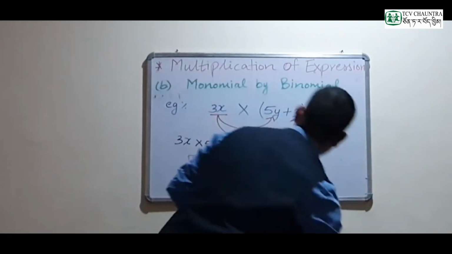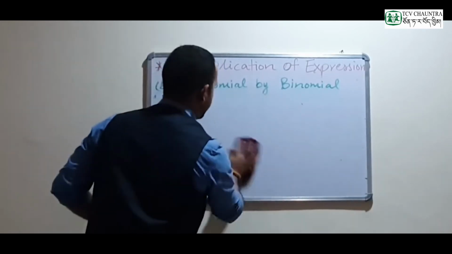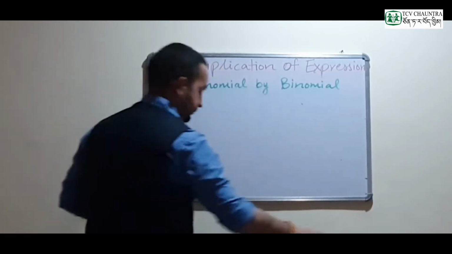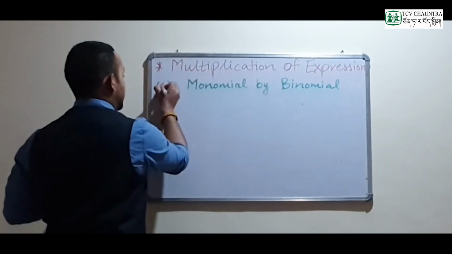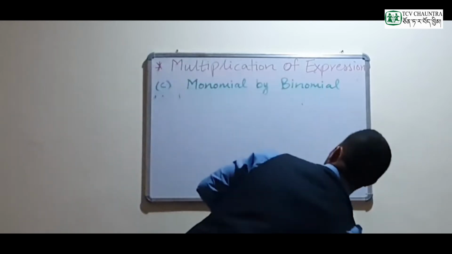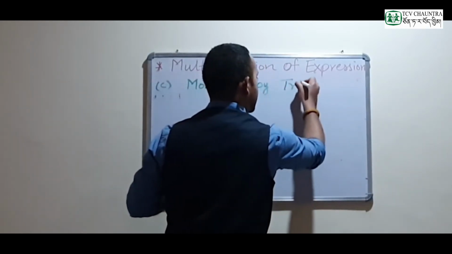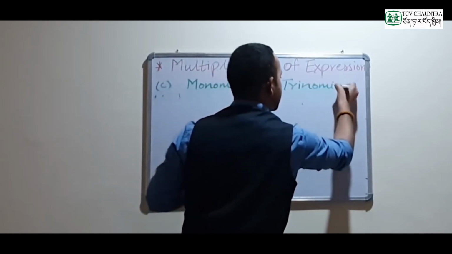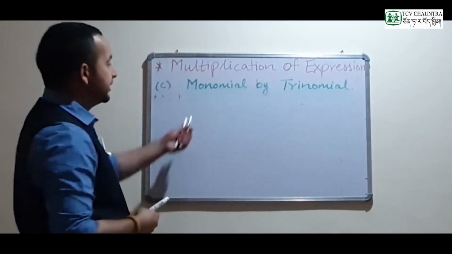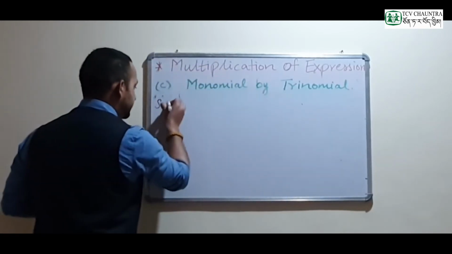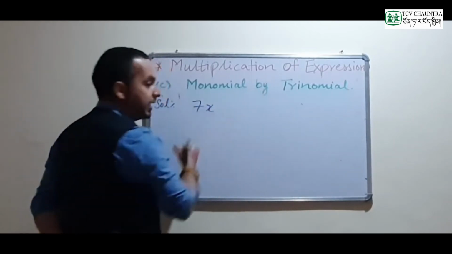Okay. Next, we are going to multiply monomial by trinomial. The monomial has only one term. Let's take an example once again. Suppose I took 7x as a monomial.